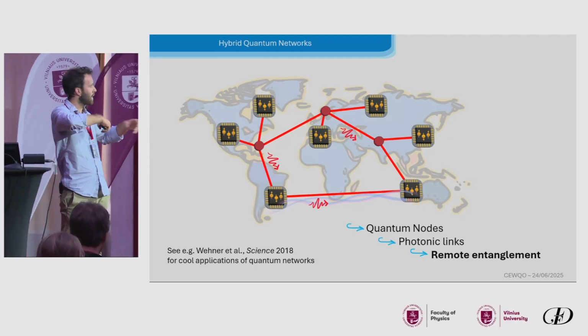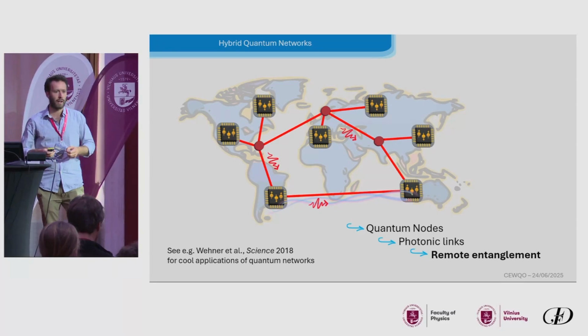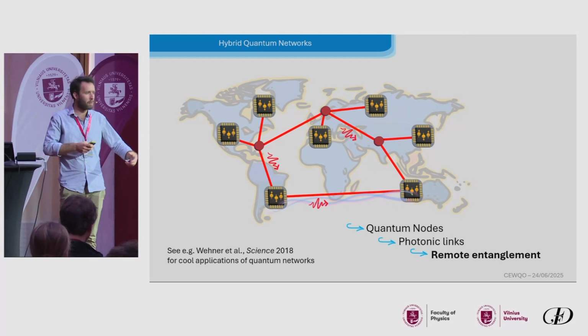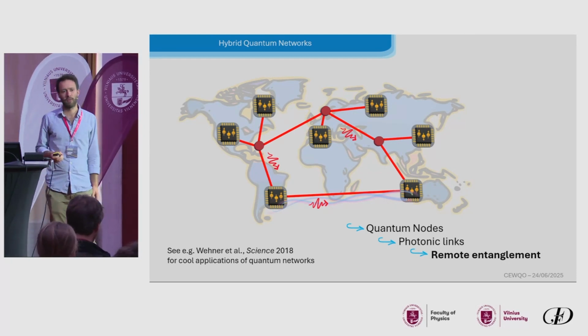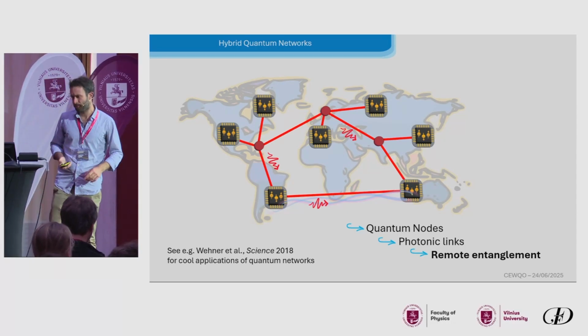such that we can use photons to get the quantum information around in the network, and use these photonic links to generate entanglement between remote nodes. And this is crucial because the entanglement is the main resource that we use for most of these nice advanced quantum network applications.